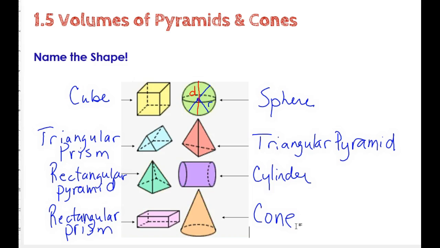All right, so now I want to talk to you about the relationship between a few of these. Namely, I want to show you the relationship between a cylinder and a cone, and also a rectangular prism and a rectangular pyramid, so pyramids and cones. And those will be the focus of our discussion today.